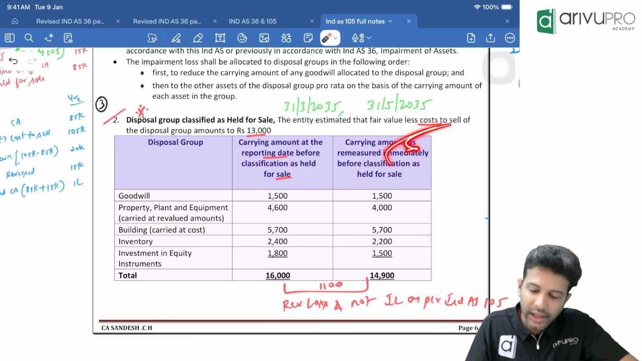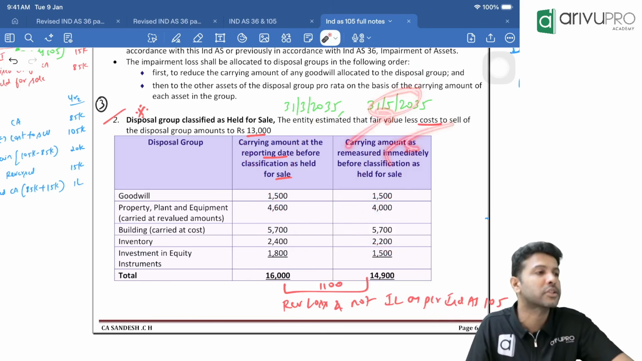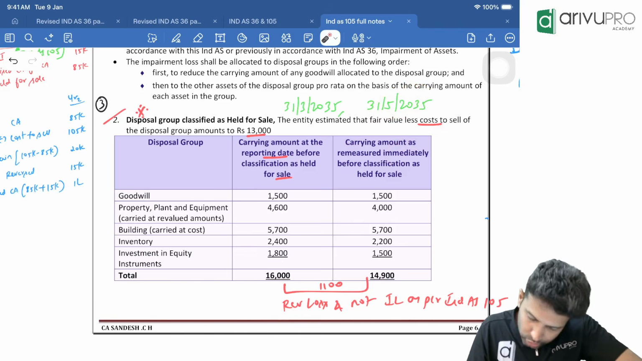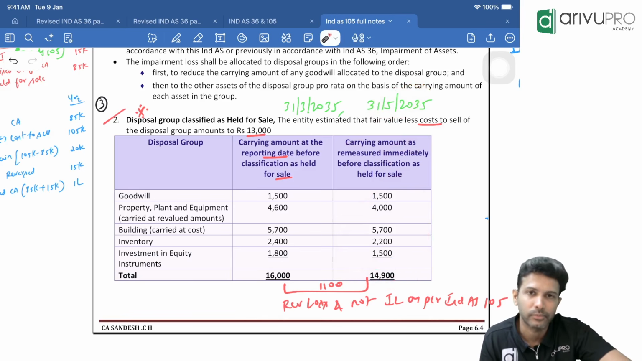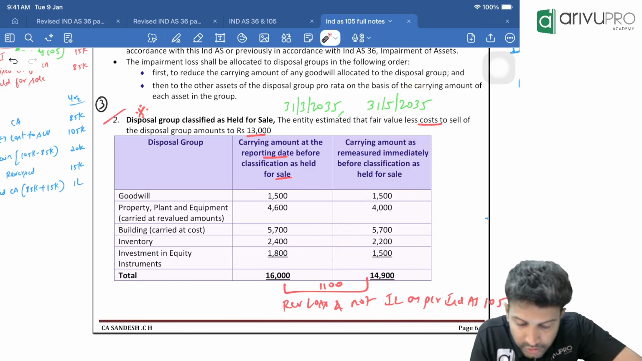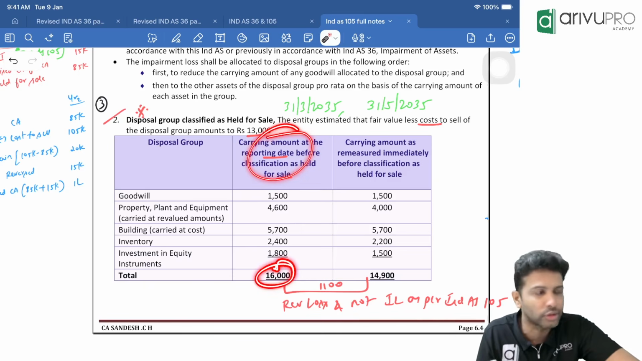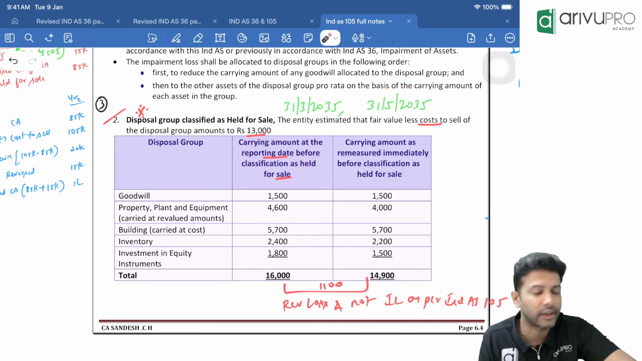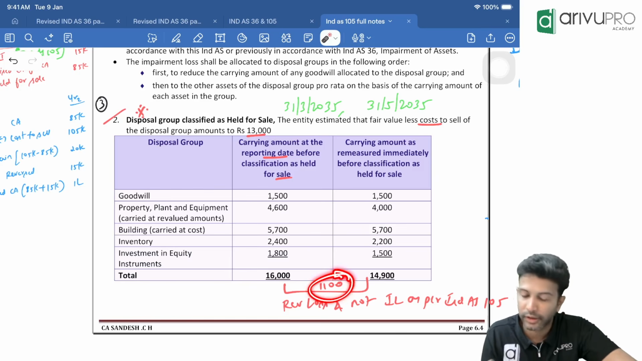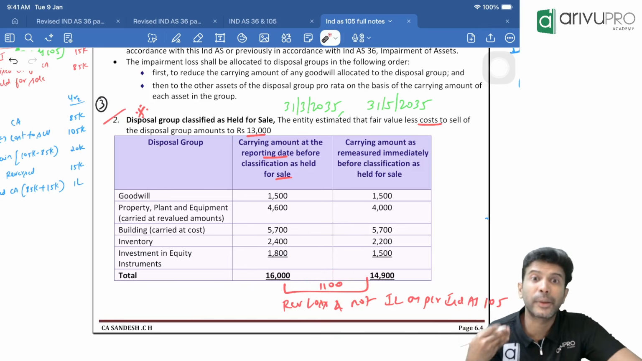The second carrying amount is the carrying amount on 31st March 2035 in my example. So this is the relevant number to us, which is 14,900. Some students will say, sir, this date's carrying amount is 16,000. This date's carrying amount is 14,900. So it has reduced. 16,000 has become 14,900. Reduction is 1,100. Book it as impairment loss as per Ind AS 105.